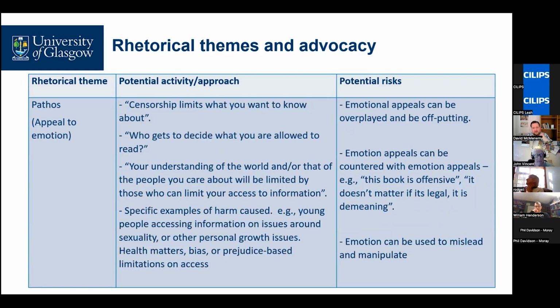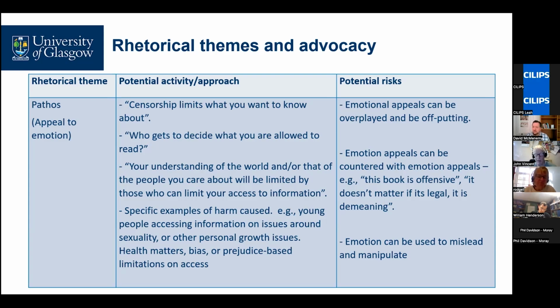And pathos, which is the appeal to emotion. Again, if we're using it for censorship, you can start to argue to the person's psychology. So you could argue things like censorship limits what you want to know about. You can argue who gets to decide what you're allowed to read. You can argue your understanding of the world and or that of the people you care about will be limited by those who can limit your access to information. You can also cite specific examples of harm caused, for instance, young people accessing information on issues around sexuality who might not be able to access that material, or other personal growth issues. Other issues like health matters, bias or prejudice-based limitations on access are ways you could argue pathos.